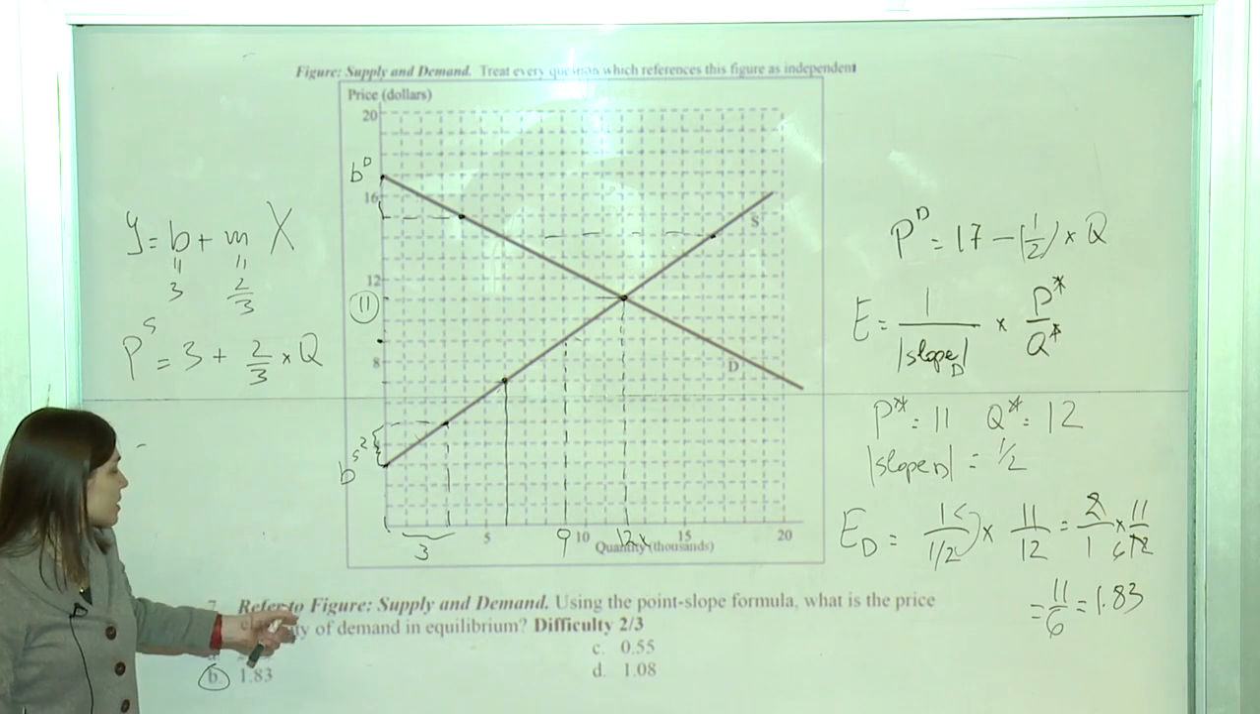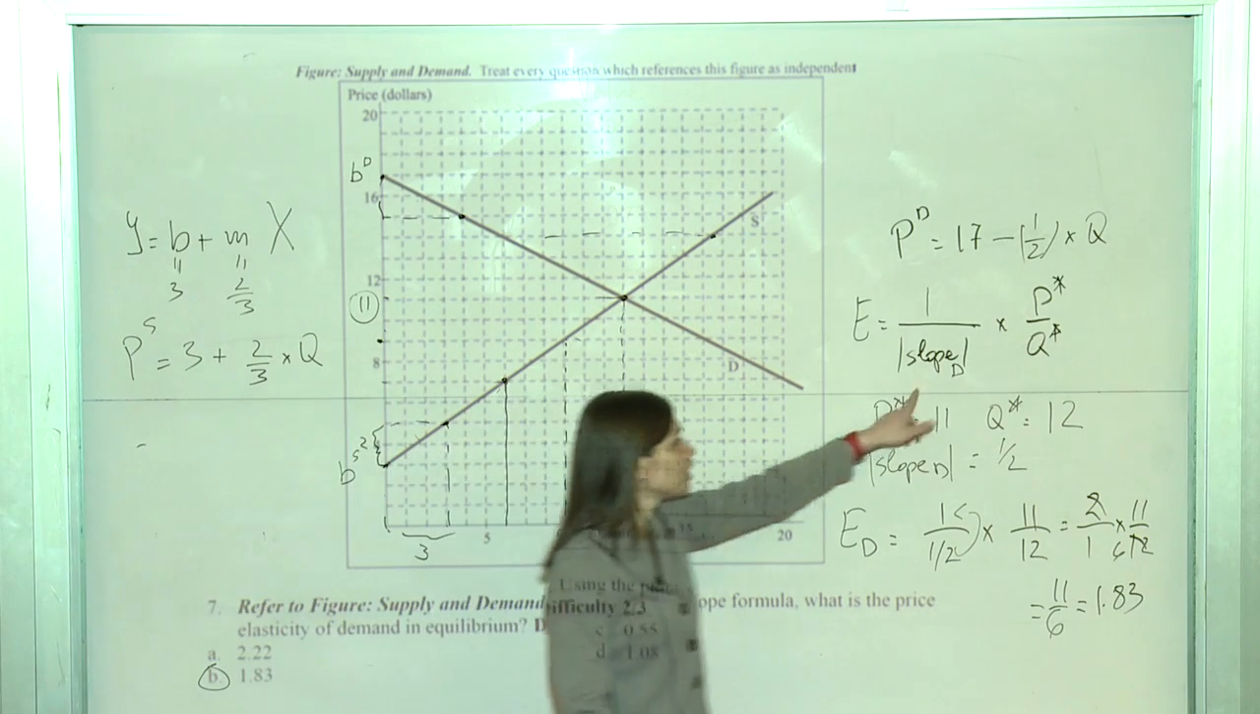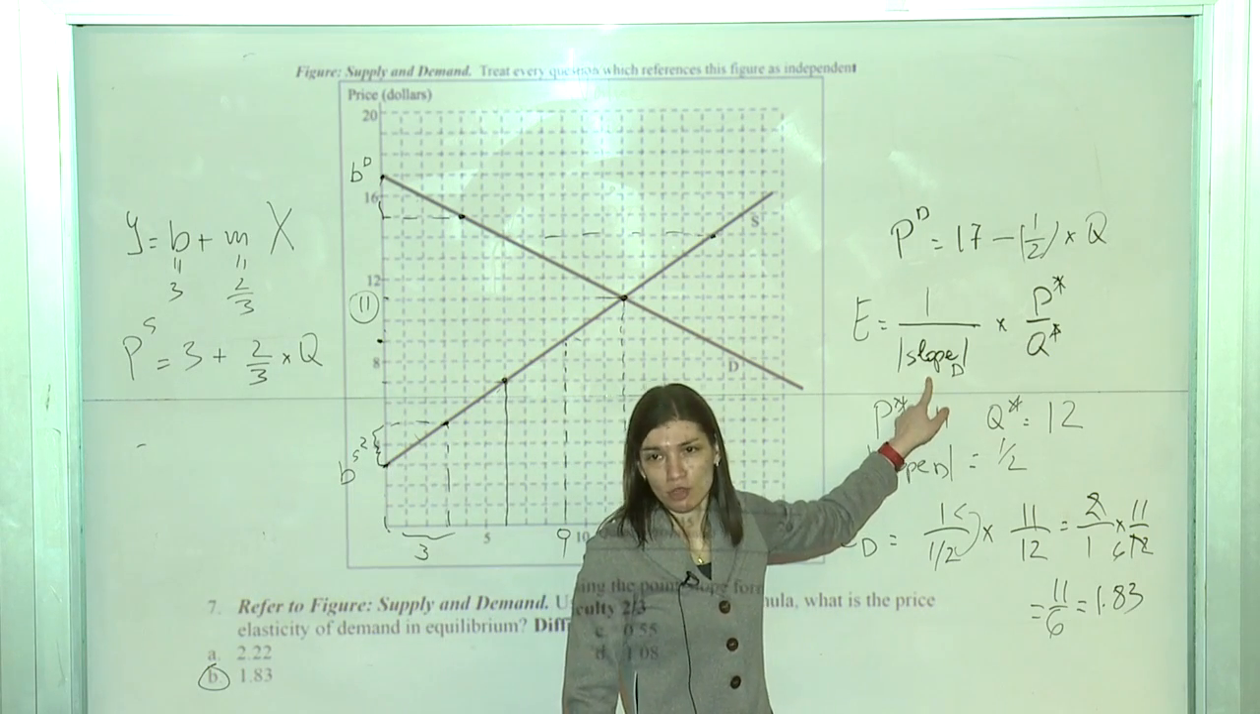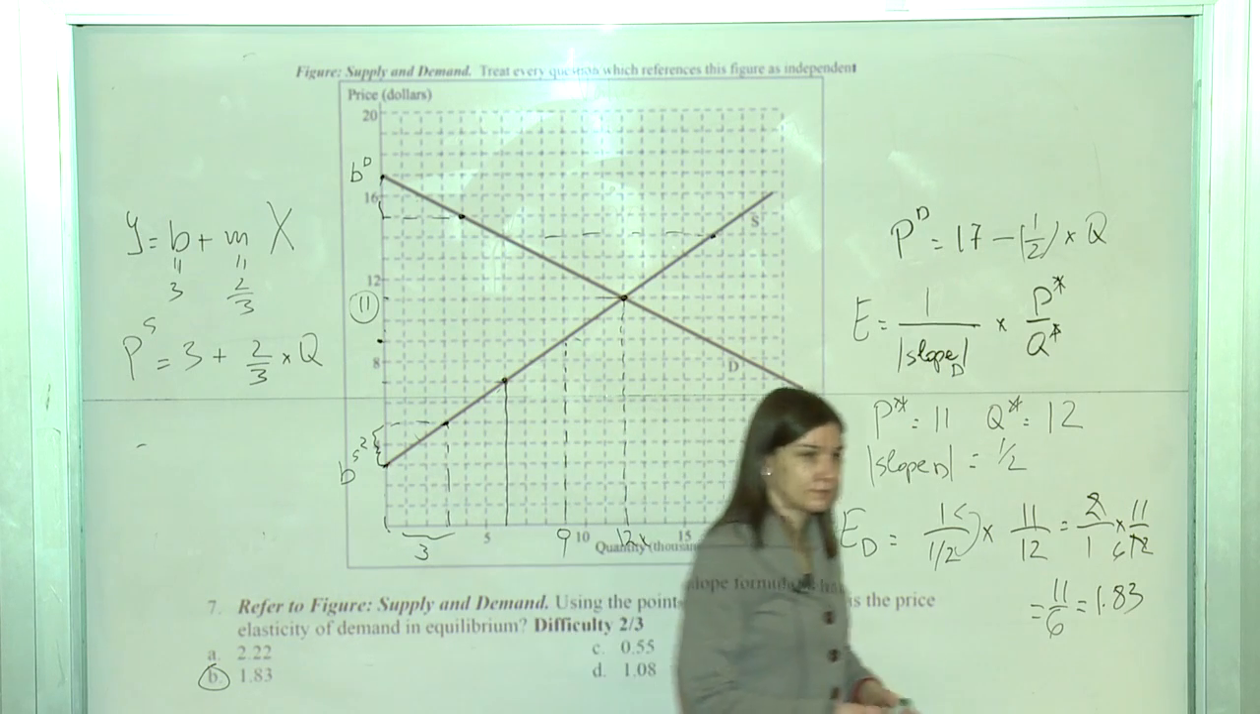If it was asking for the elasticity of supply instead, the only thing that would change is that here we would plug in the slope of the supply curve.